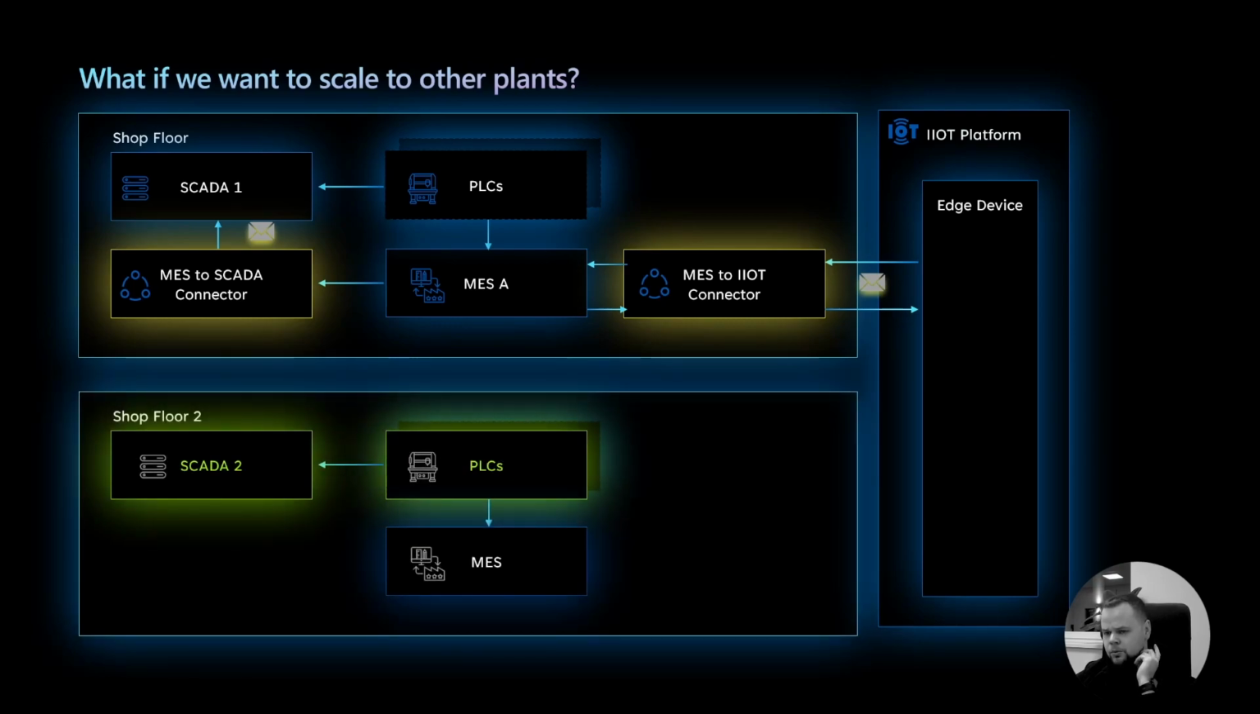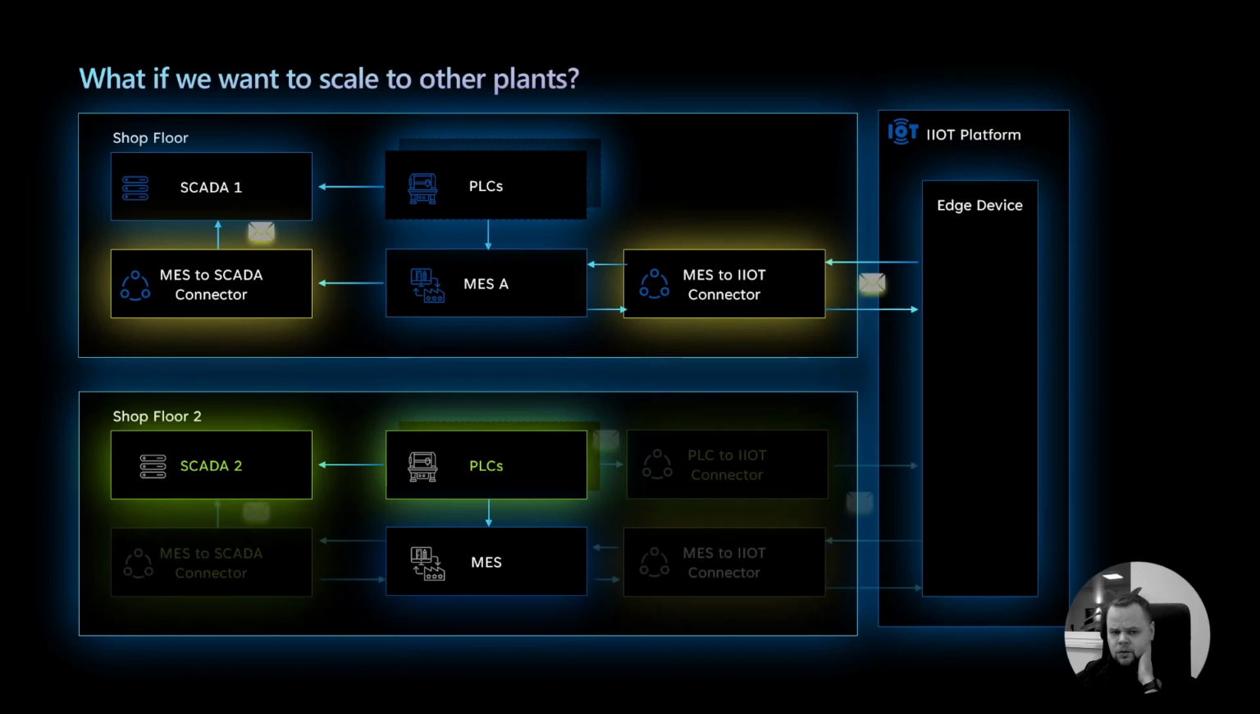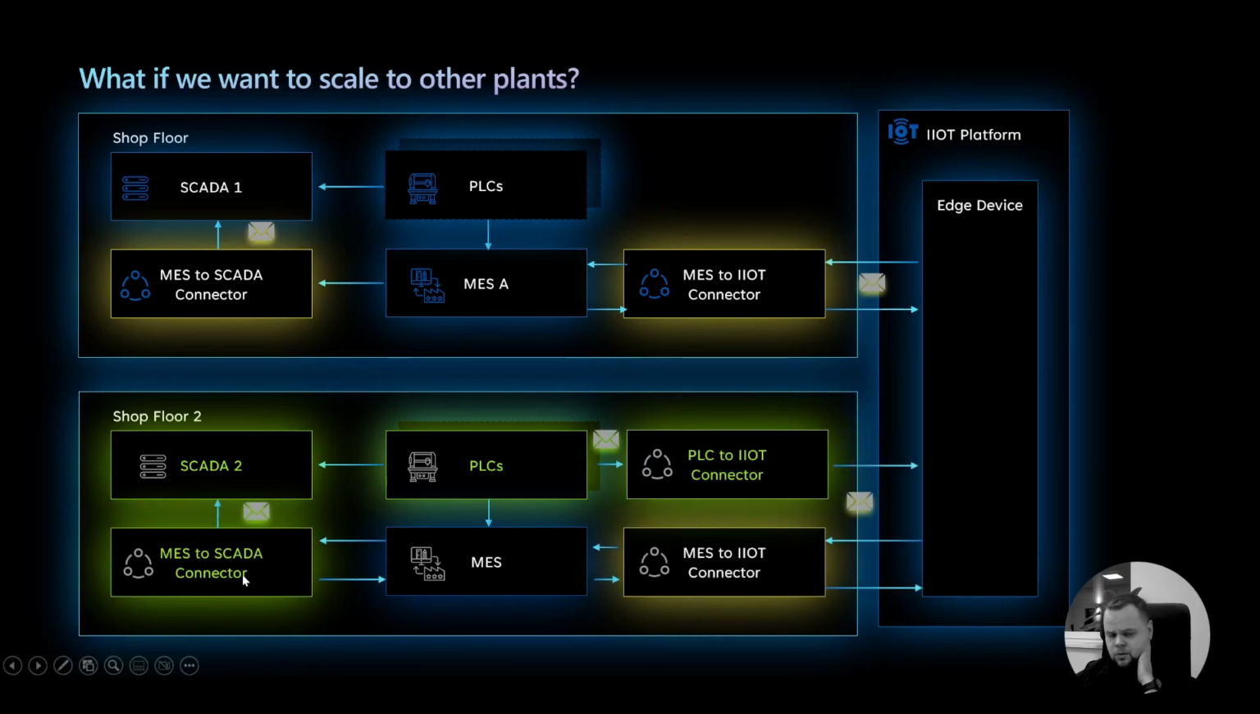On plant number 2, the reality is that the SCADA system is different, and basically you need to implement the MES to SCADA connector one more time for a different SCADA system. Also the set of PLCs is different, so you also need to implement the PLC to IoT connector to connect to the IoT platform. And let's assume that we were lucky and MES was the same, so you can reuse the MES to IoT connector, right?